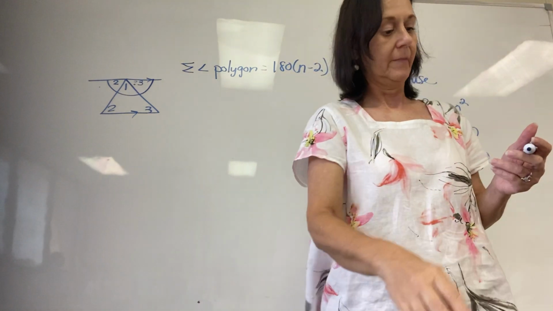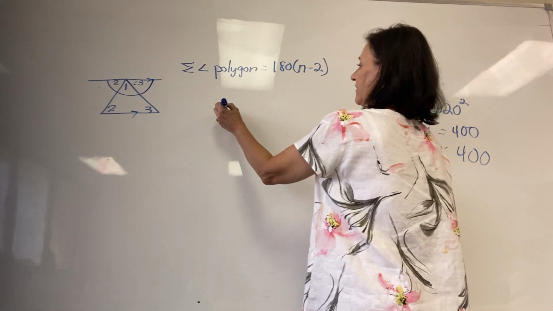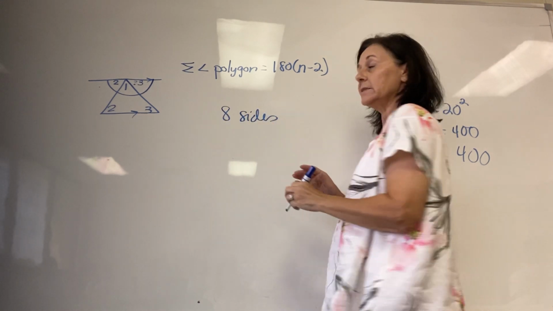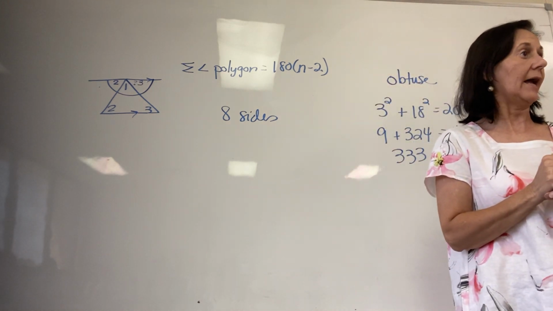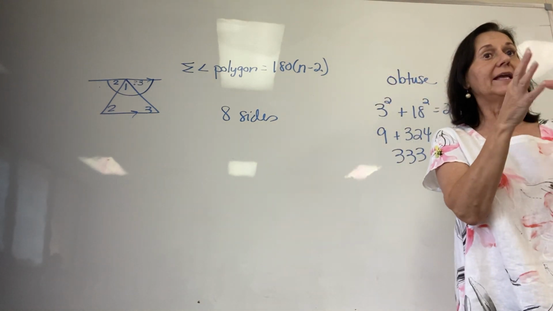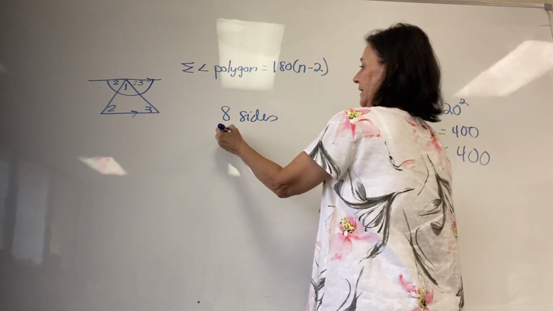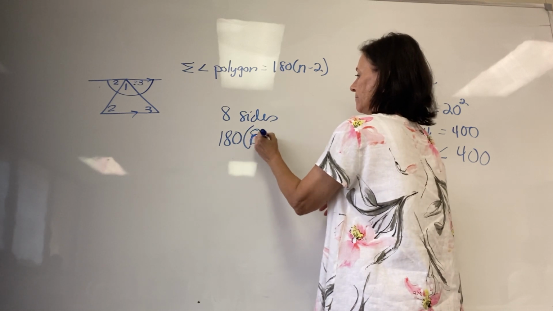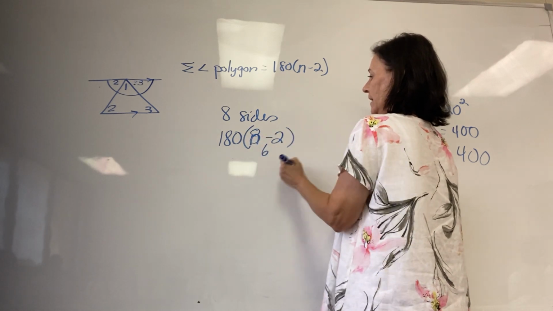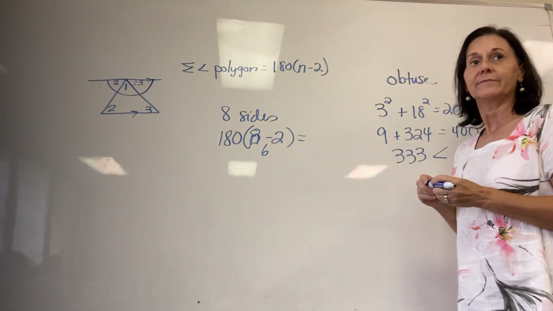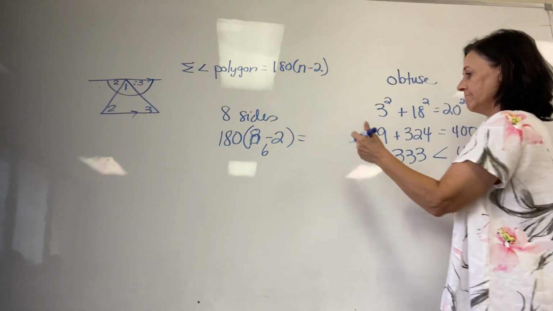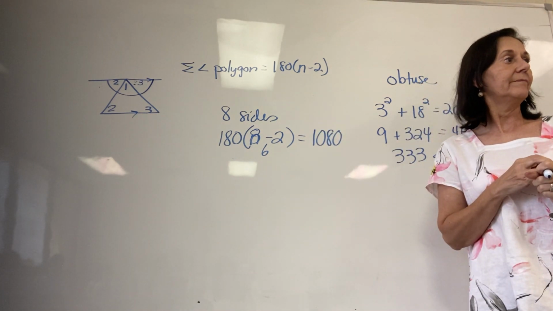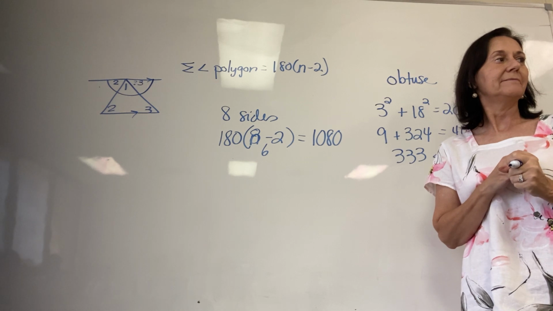to ask you, what if I have a polygon that has 8 sides? What's the sum of the angles on the inside? On the inside, they're called internal angles. It's 180 times n, which is going to be 8 minus 2, which is 6. What's 180 times 6? 1080. Somebody confirm? Abby, is that what you got? Excellent.